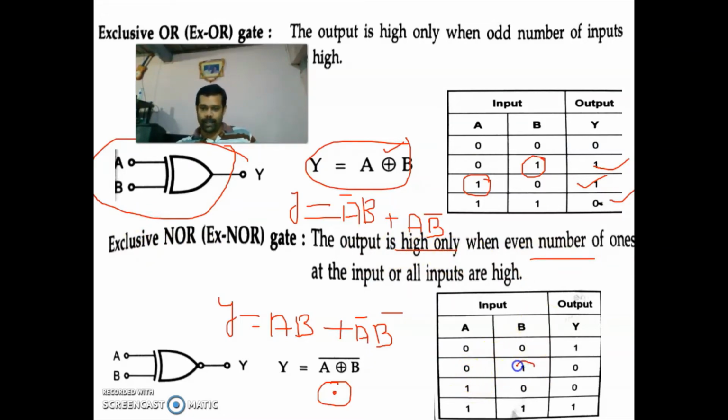So here only one input, one is odd, so output is low. So here one is 2. So 2 is even. So the output is 1.